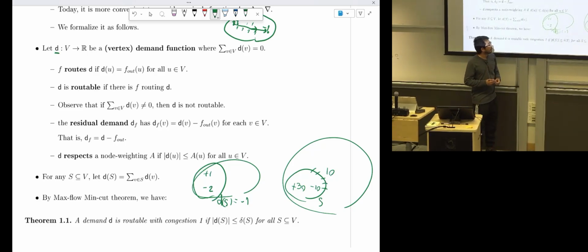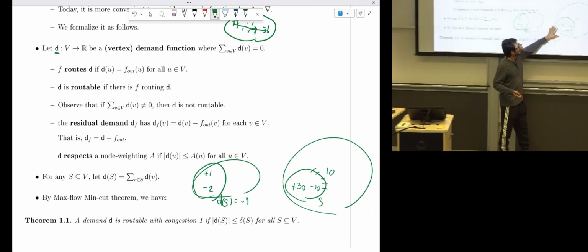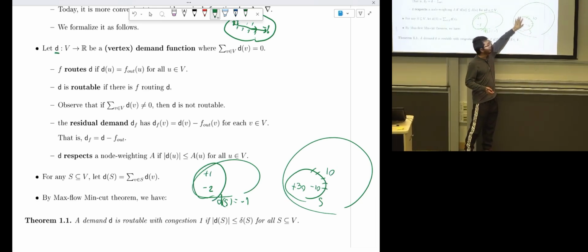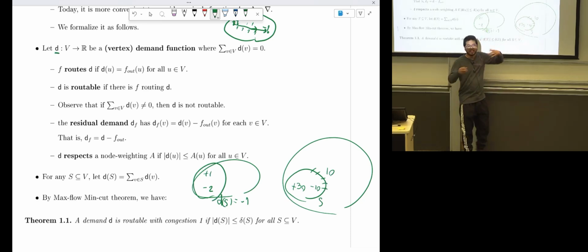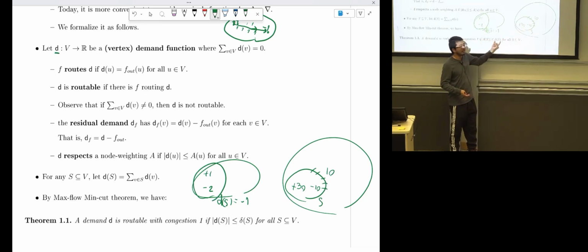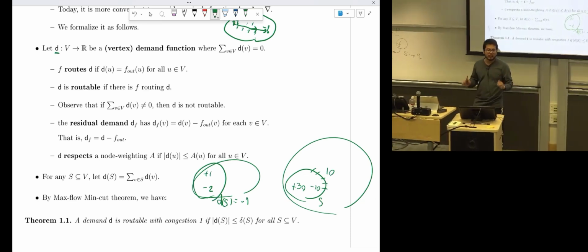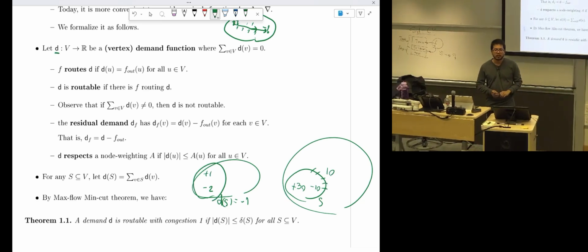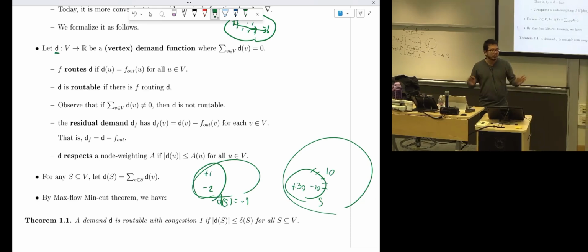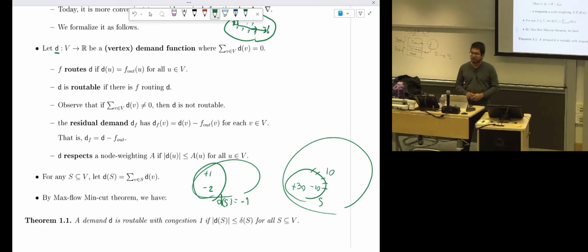But it's also true that if for every set, when you sum it up, the total demand in it is at most the cut size, then you know that the demand is routable. You can try to prove this just using the max-flow min-cut theorem. I won't prove it for you.